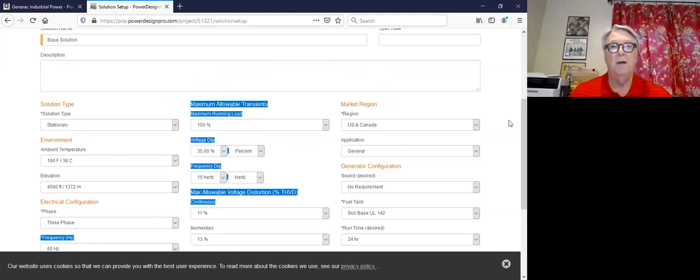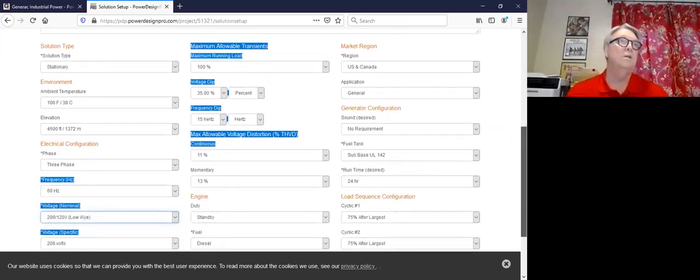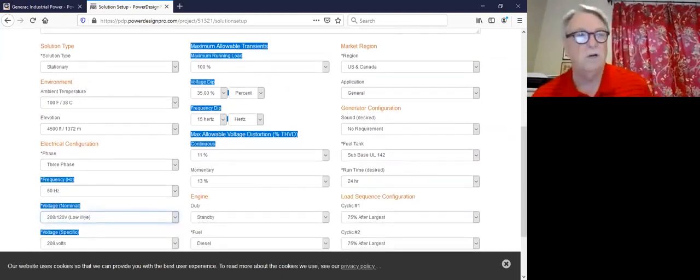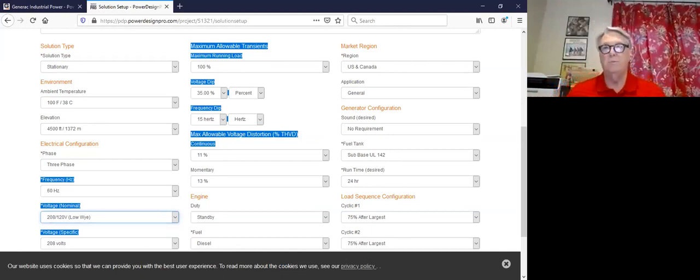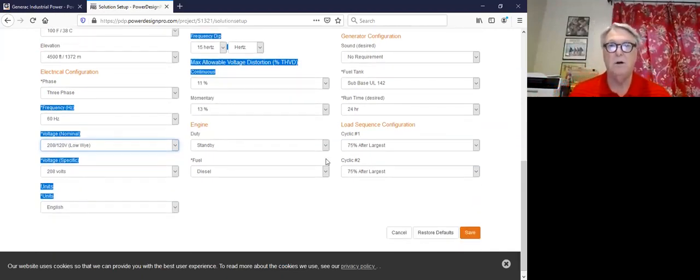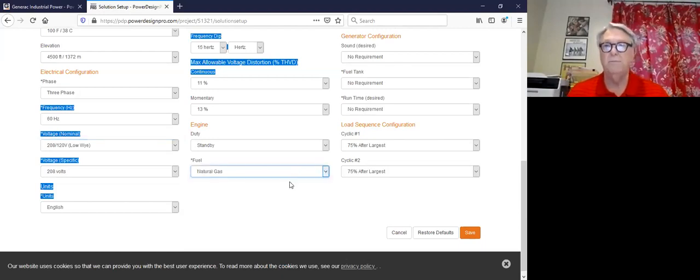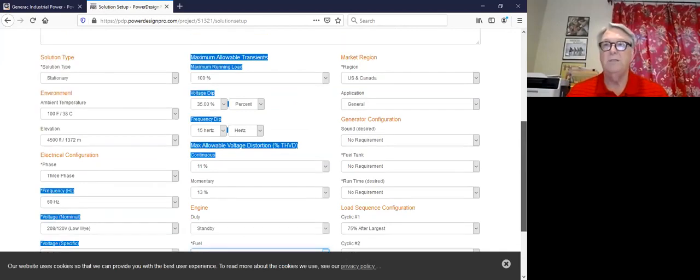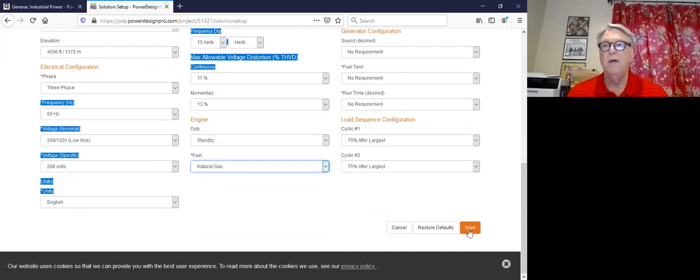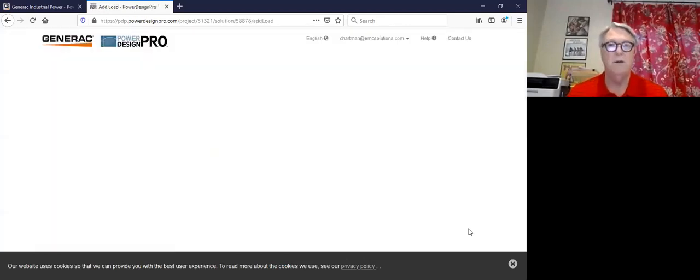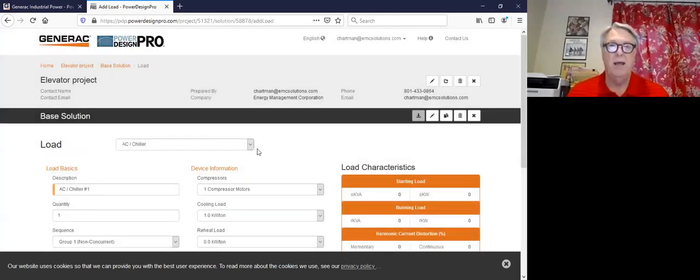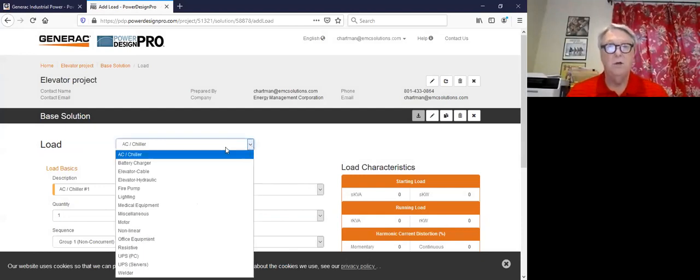You go up here, and this is your maximum allowable transients, your voltage dip, your frequency dip. You can put this in, and it will establish limits when it sizes your generator for the voltage dips and the frequency dips and so on, and also harmonics. Let's go down here and put in a natural gas generator. And then there's some other things in here, USA and Canada, the type of application, so on and so forth. So I'm just going to save those. Those are my general features. And then I'm going to add an elevator.